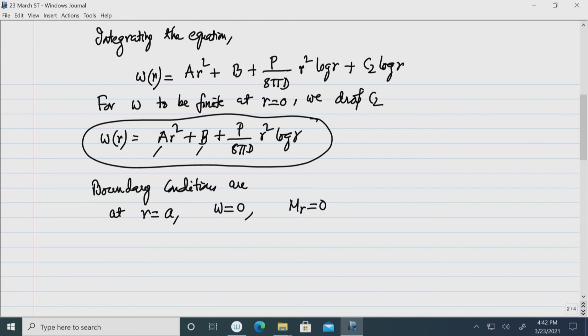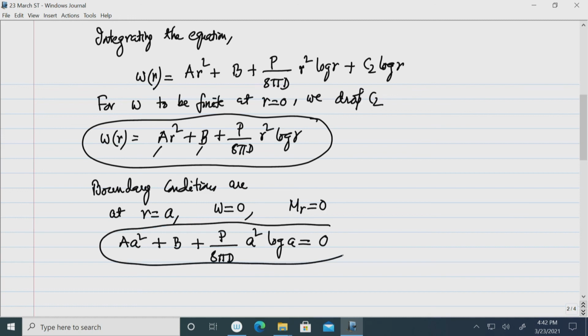So, first condition gives this a square plus b plus p by 8 pi d a square log a equal to 0. So, this is one equation after applying the boundary condition. Second equation is obtained applying the radial moment condition to be 0 at the edges.